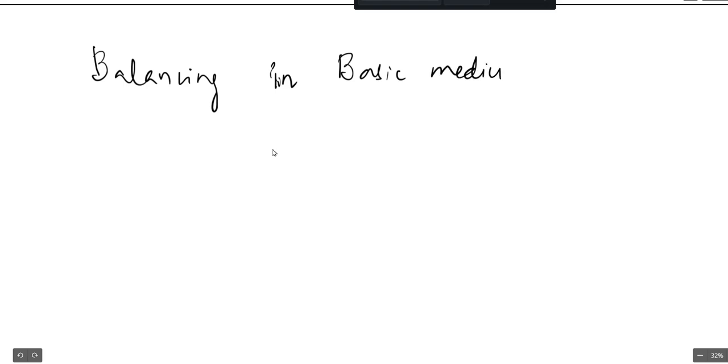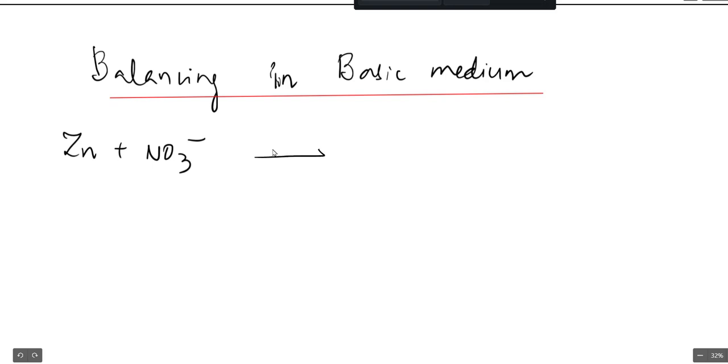Now, let us do the balancing in basic medium. So write down, balancing in basic medium. Let us see the reactions, or take one particular example. Let us underline this and take one example. Here the example is, just see, zinc is combining with NO3 minus, giving me Zn plus 2 plus NH4 plus. This is your reaction.